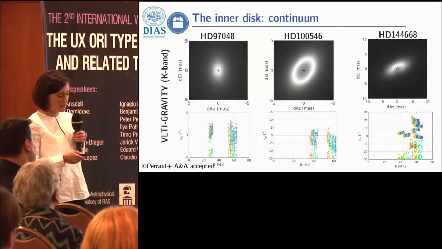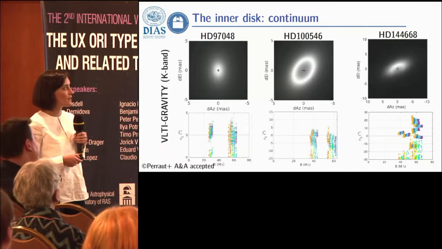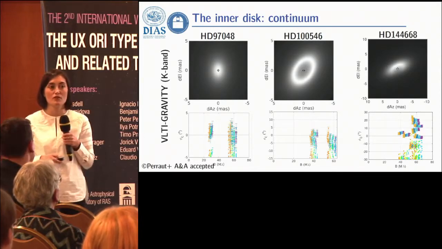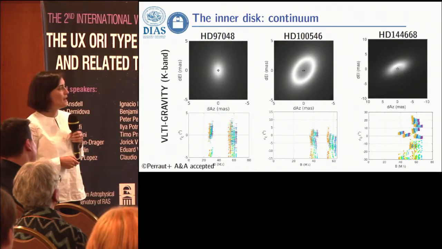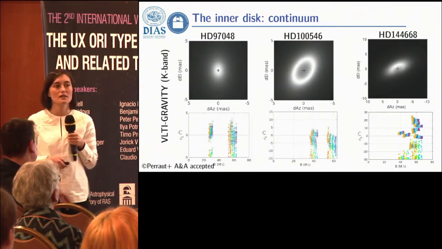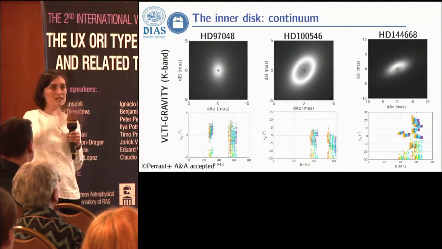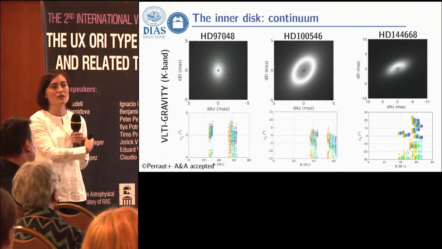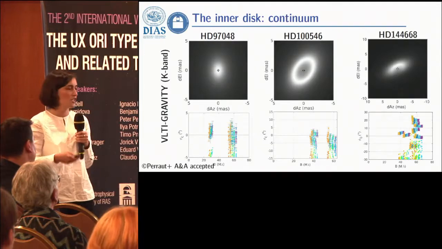This, because most of the near-infrared emission comes from the rim, what it also tells you is that the rim is pretty smooth. So it's not a vertical wall, because it would give you huge closure phases that in general we do not observe.